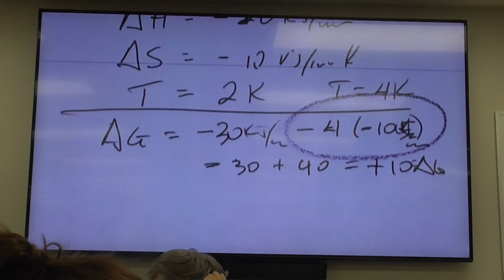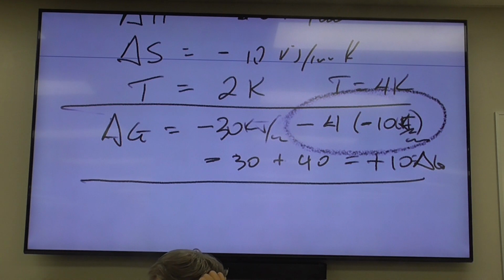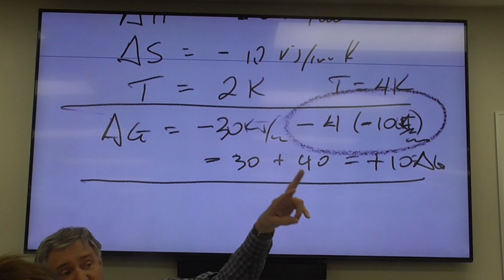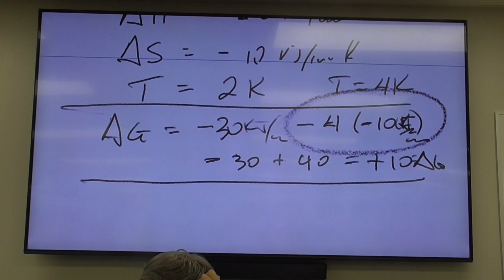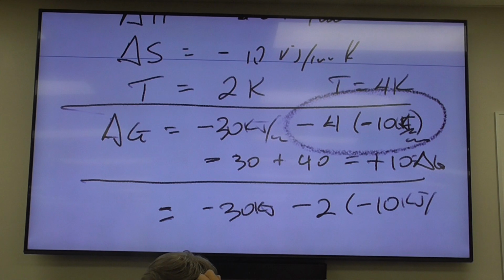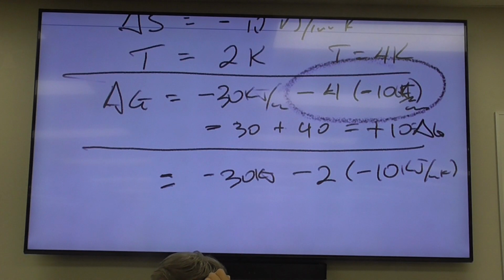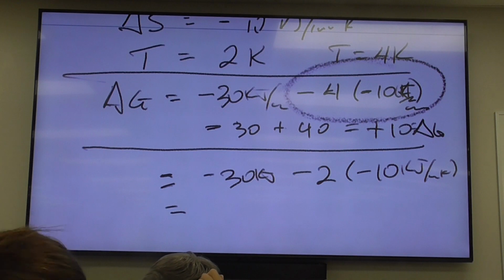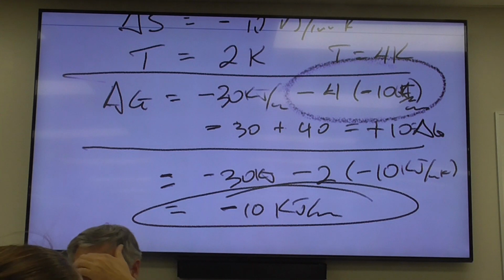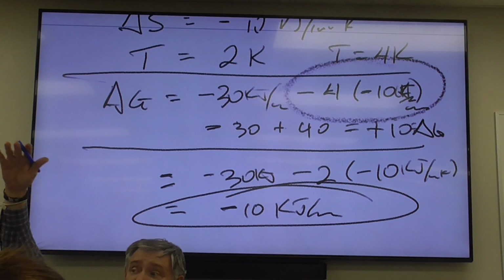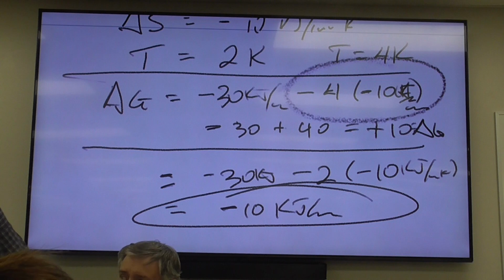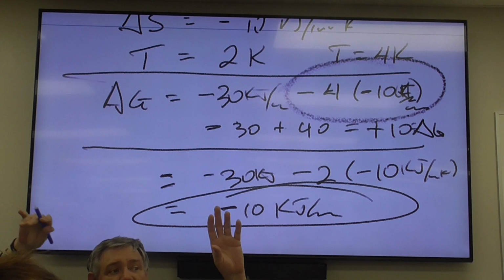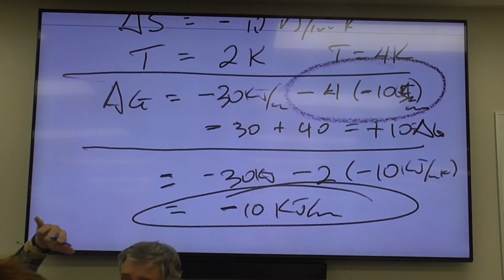Now I'm going to do the same thing, but now I'm going to lower the temperature to 2 Kelvin. So now I've got negative 30 minus 2 times negative 10 kilojoules per mole Kelvin. Now what do I get? I get negative 10. So now that's going to be spontaneous. So if I'm too warm, it doesn't happen. But if I'm colder, then it does.